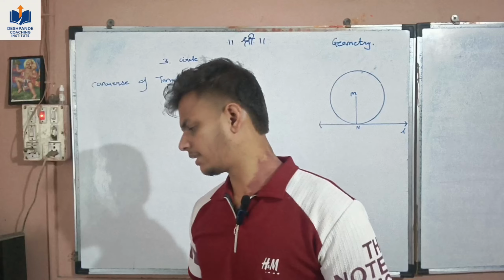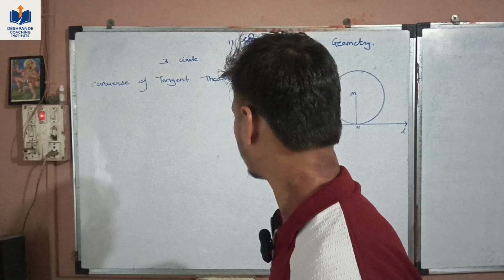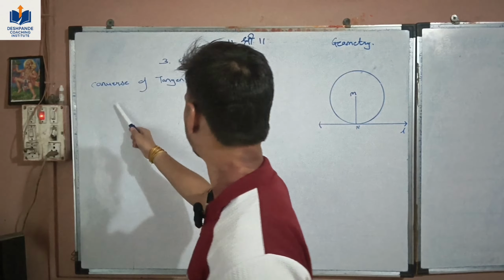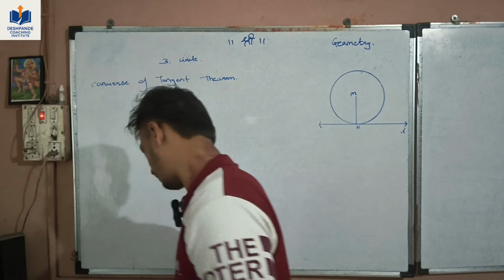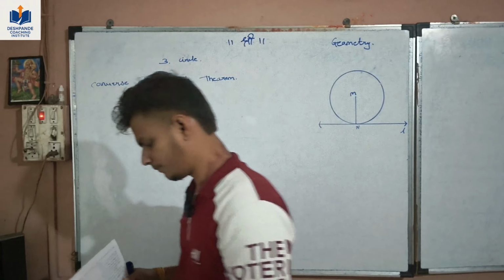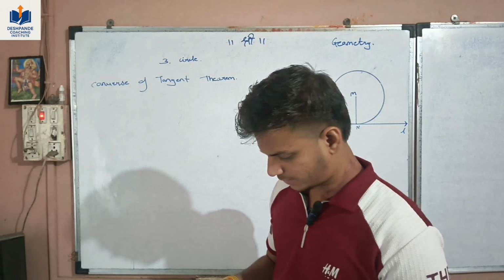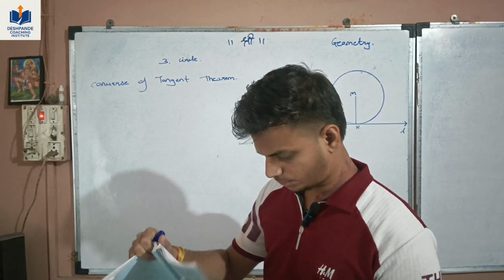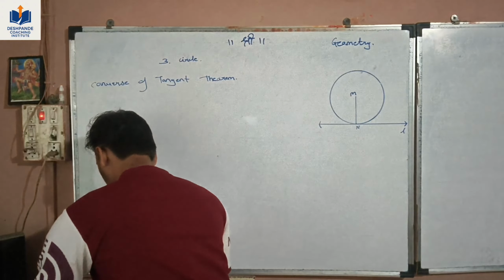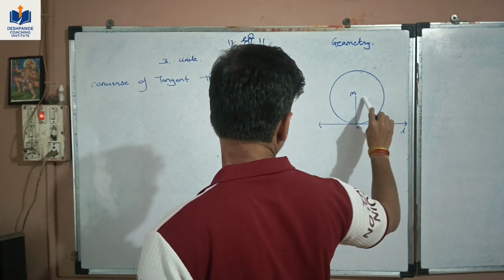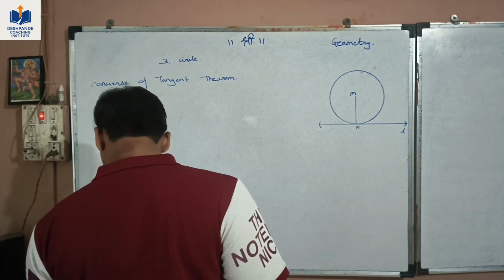So now we are starting with lesson number 3 of geometry, which is circle. The theorem of this chapter is the converse of the tangent theorem. So what is it? A line perpendicular to a radius at its point on the circle is a tangent to the circle. We have to prove this line L is a tangent to the circle, with M as the center and N the point of the radius.